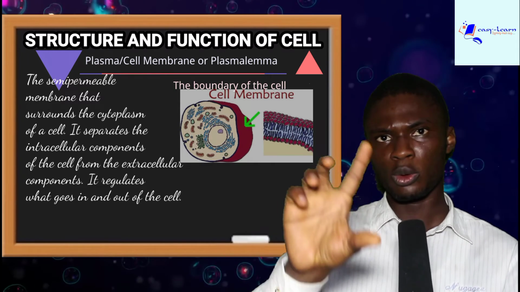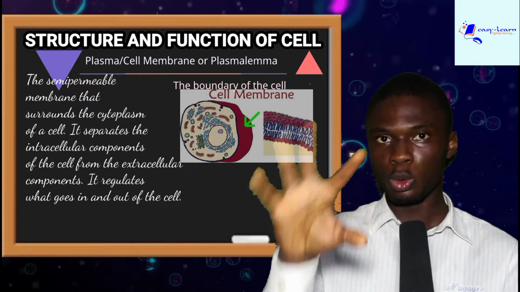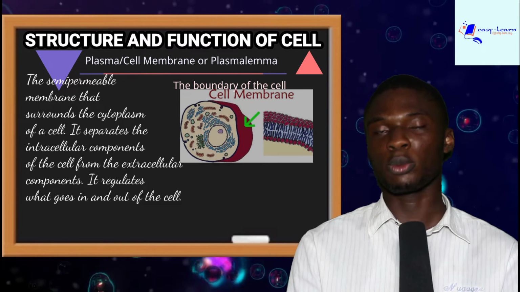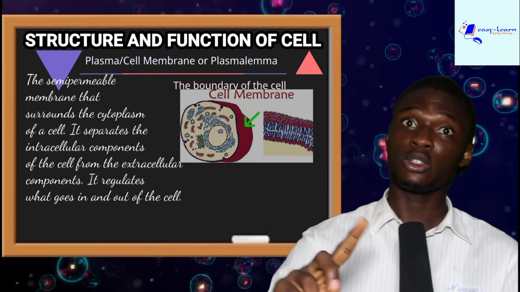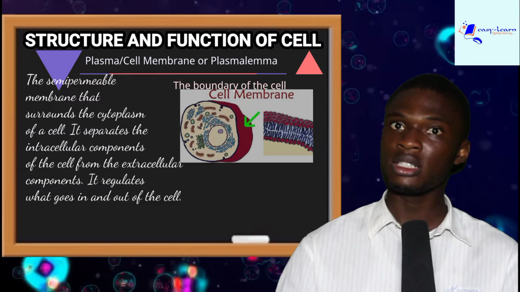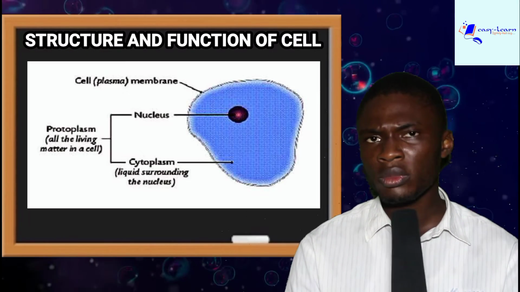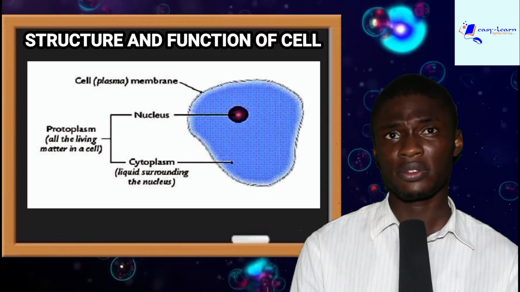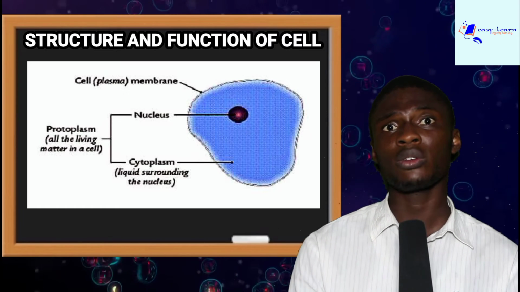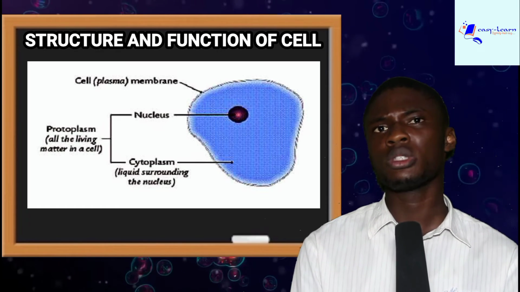The cell membrane forms the boundary of the cell. The totality of the living component of the cell is the protoplasm, which is divided into the nucleus and the cytoplasm. Okay, now what is found in the nucleus? The nucleus, as I've said earlier, is the central organ of the cell. It consists of two things.